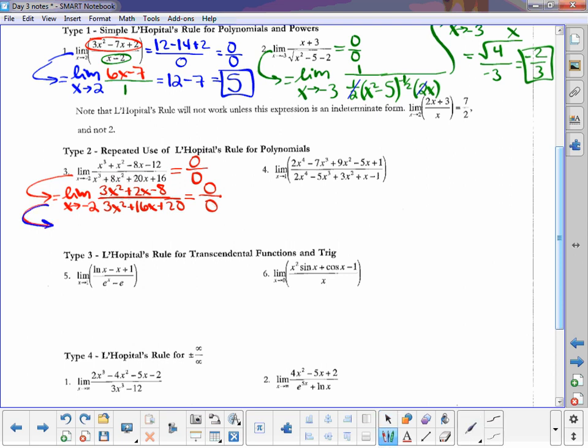Okay. Alright, so again, we have not taken the limit. Don't lose your equal sign. So we get 6x plus 2 over 6x plus 16. We're doing it again. We can do that? Because it's still in the form 0/0, we can do it again. Do we get 0/0 again? No. I was going to say.